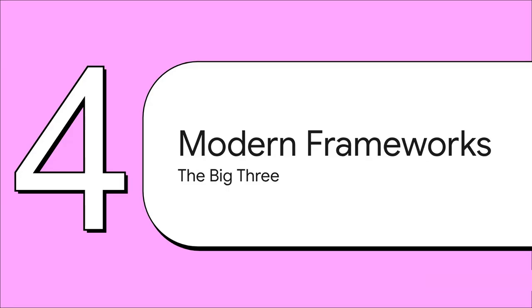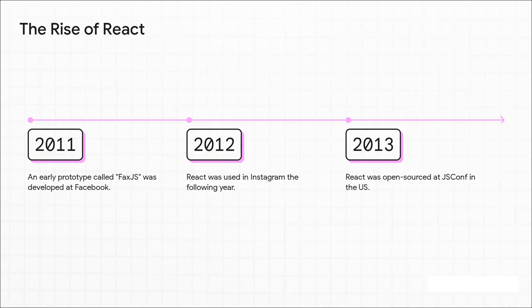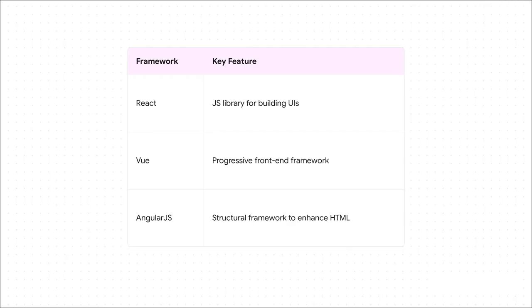Okay, so solving these two giant challenges, the internal complexity of the code and the external diversity of screens, required a whole new generation of even more powerful tools. And this brings us to the modern front-end frameworks. This is when the major players we know today entered the scene. For instance, React started out as just an internal prototype at Facebook called FaxJS way back in 2011. It worked so well, they used it on Instagram the next year, and then in 2013, they released it to the entire world.